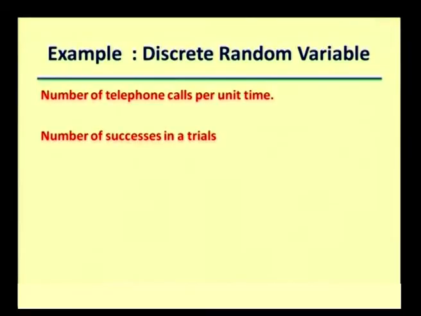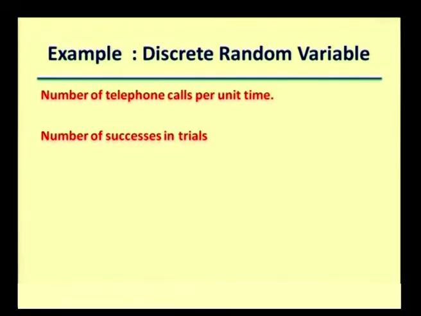Another example of discrete random variable is the number of telephone calls per unit time. You can count how many calls are coming in a unit of time. For example, in 1 hour you can count 1 call or 2 calls or 3 calls, like that you can count n calls in a unit of time. So that is also a discrete random variable. Even if it is infinite, if you are able to count, that random variable is called a discrete random variable. Another example is the number of successes in trials.